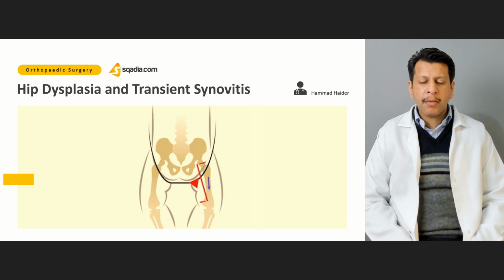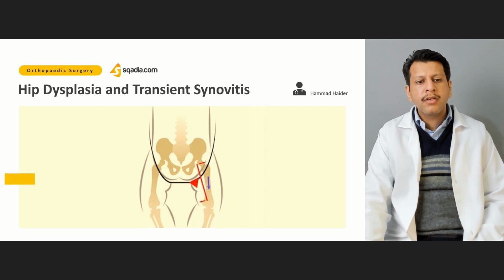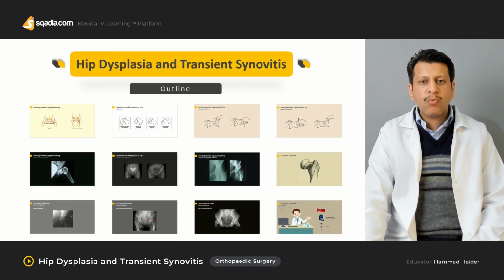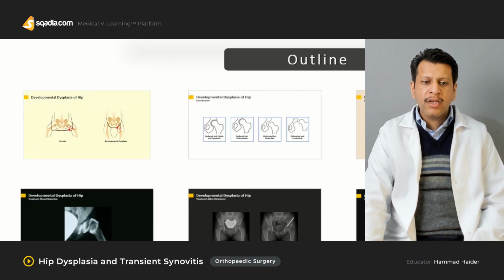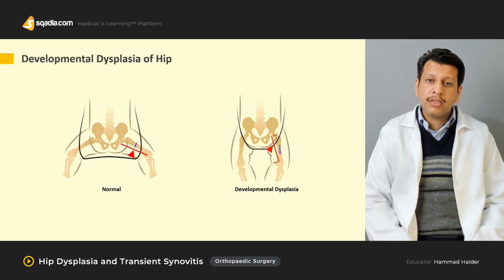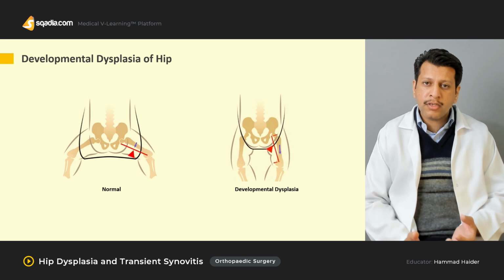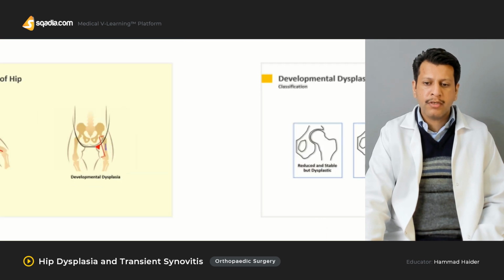Today we'll be discussing two very important pediatric conditions. One is hip dysplasia, or developmental dysplasia of the hip joint, and the other is transient synovitis. First we'll be assessing briefly what developmental dysplasia of the hip joint is. We'll be discussing what a normal hip joint is and how acetabular dysplasia affects the growth and eventually leads to some form of developmental dysplasia of the hip joint.